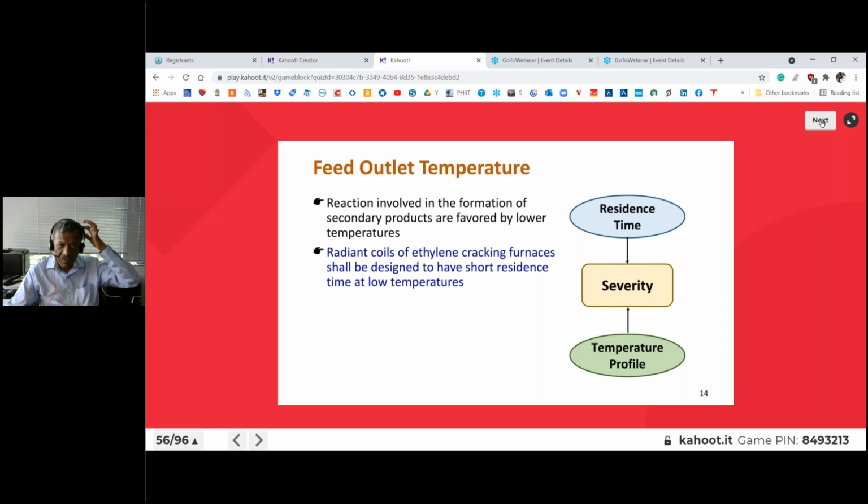So let's talk about the feed outlet temperature. The lower temperature favors the oligomerization reactions involved in the formation of secondary products. Therefore, we try to apply special temperature profiles along the cracking coil, toward long residence time at low temperatures. We try to heat it very quickly, and the temperature and pressure profiles are optimized along the radiant coils to maximize the yield of valuable products. On one side we have the residence time and the temperature profile, and that is leading to the severity of the reaction.